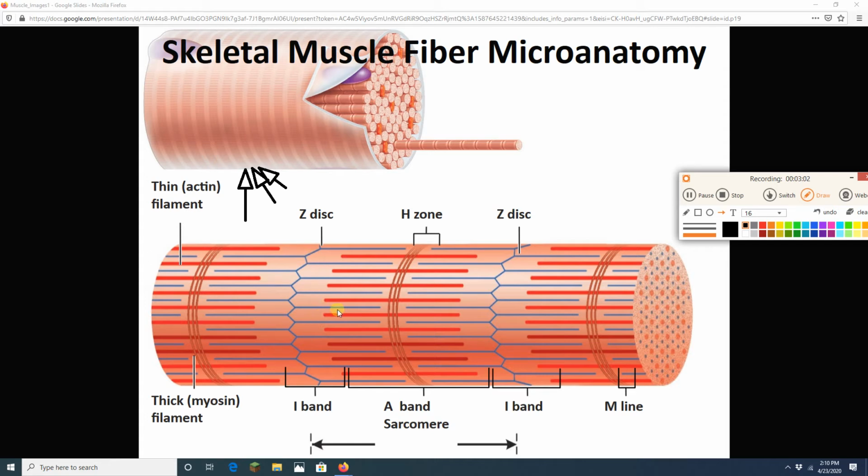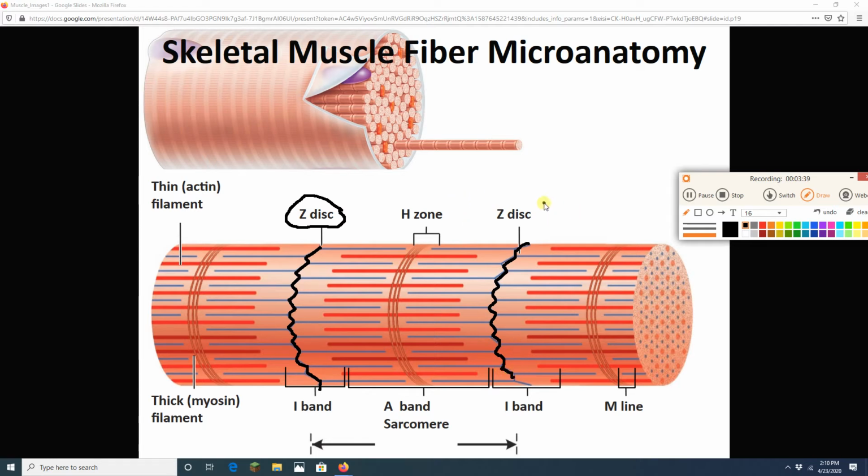Now, a couple more things. The thin filaments, the actins, are stabilized by this zigzaggy protein called a Z disc. So this zigzaggy guy right here is a Z disc. It stabilizes the actin filaments, the thin filaments. Now notice I have another Z disc because over here I have another I band where I have just my thin actin filaments.